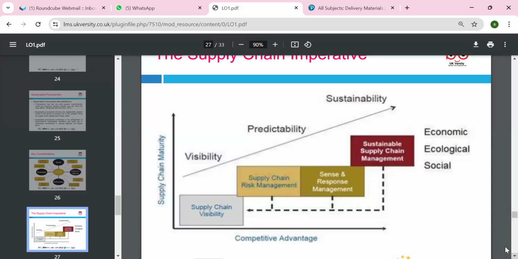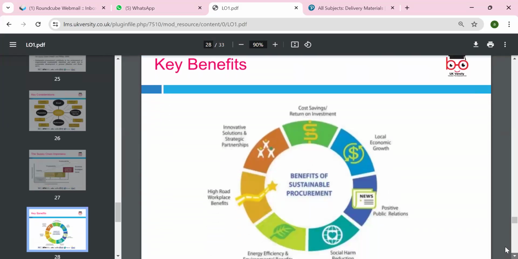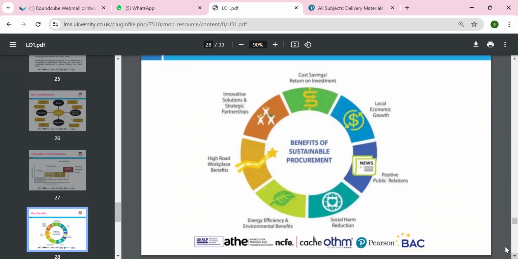Sustainability in supply chain management: economic, ecological, and social, which we said are the three P's: profit, planet, people. That all comes under social, under people. And the key benefit of sustainability is local economic growth, if you're using local material for local people. Also positive public relations, social harm reduction, energy efficiency, cost saving, innovation and solutions, and a high road workplace. These are the benefits we need to look around.